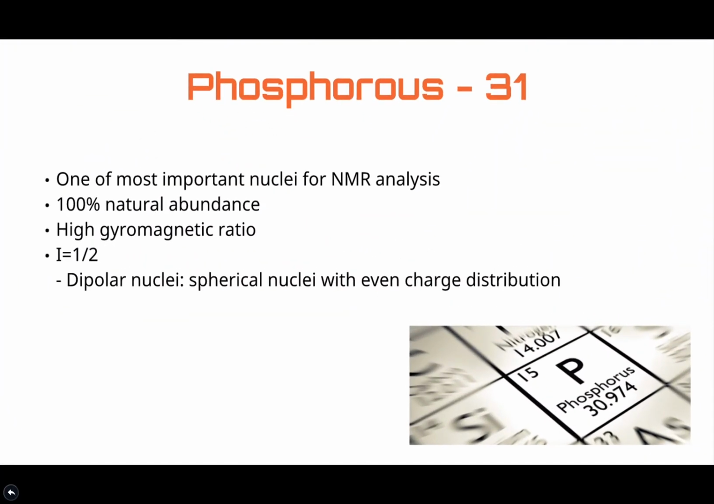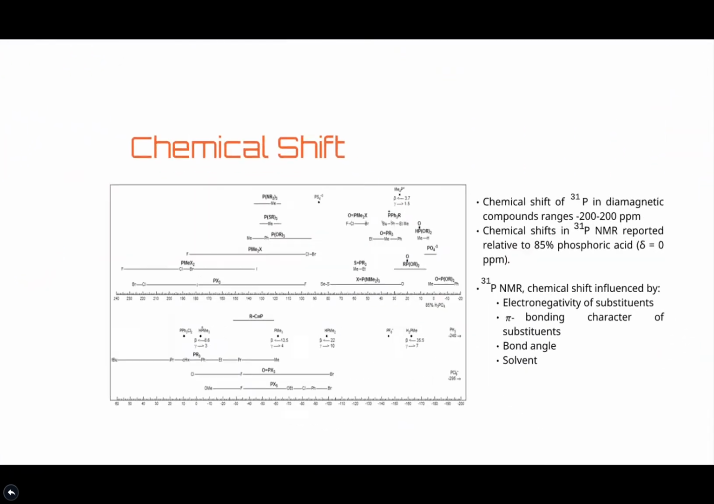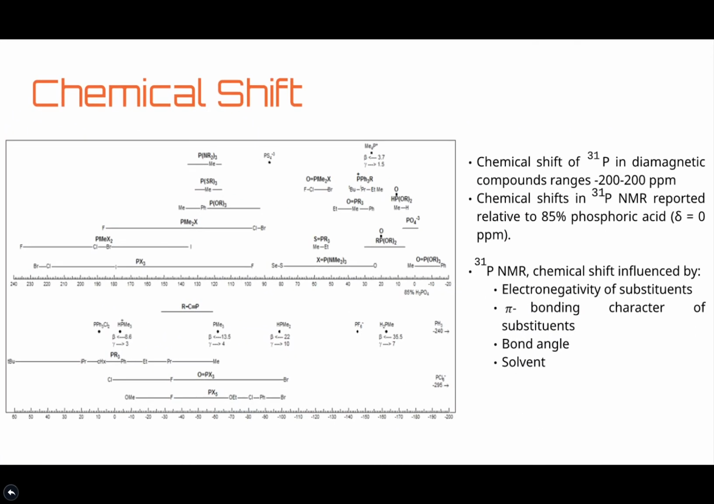The 31P isotope of phosphorus is very useful in NMR spectroscopy due to its relatively high gyromagnetic ratio, which is in between that of proton and carbon-13. It also has a 100% isotopic abundance and a spin of half, which make its NMR spectra relatively simple to interpret. The chemical shift of phosphorus-31 in diamagnetic compounds ranges between minus 200 to 200 ppm.